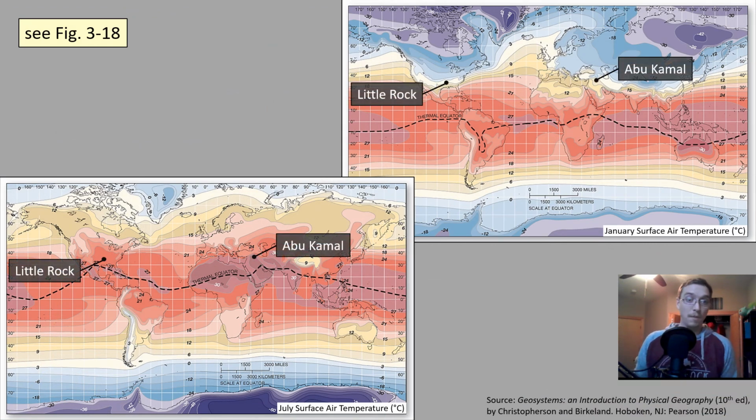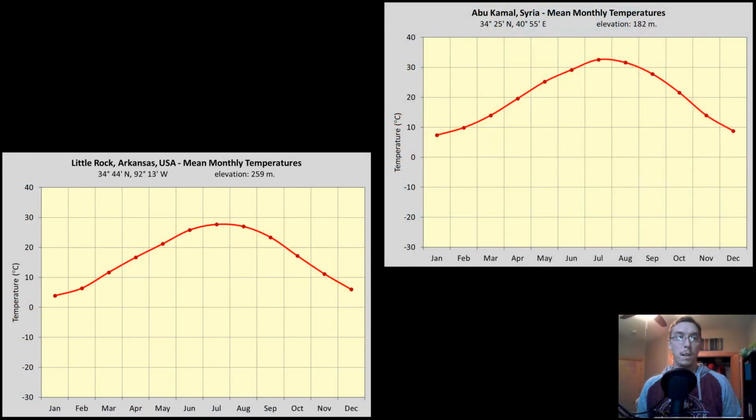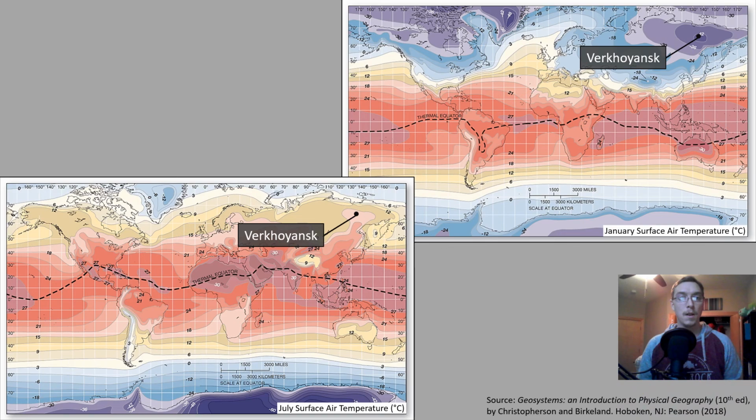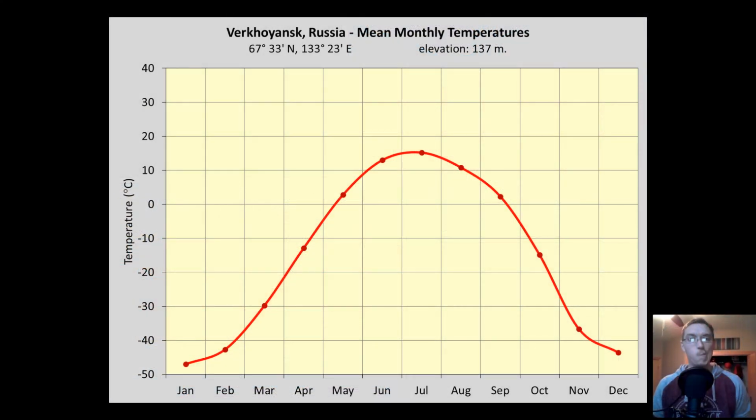So Little Rock versus Abu Kamal. We see here a bit colder in Little Rock than it is in Abu Kamal, Syria. Or Verkhoyansk, for example. We see a very large range, but there are atmospheric circulation patterns that are driving these changes. We're going to talk about those in a future video.